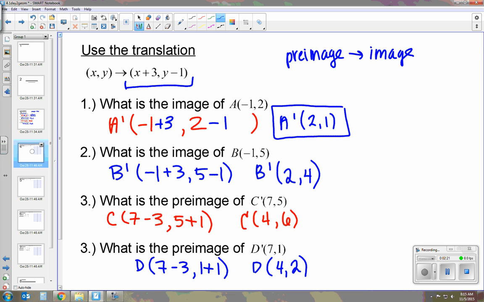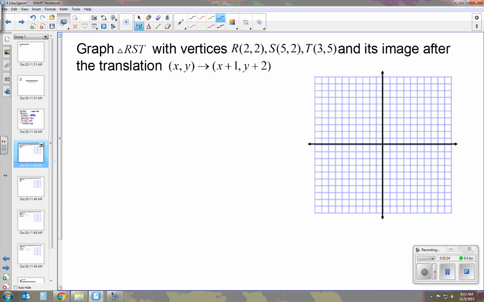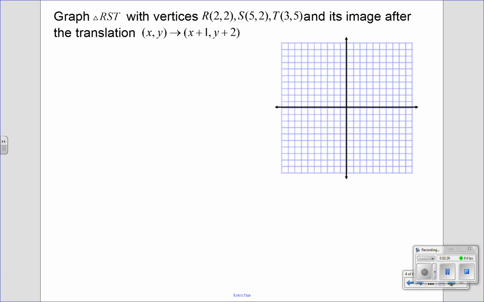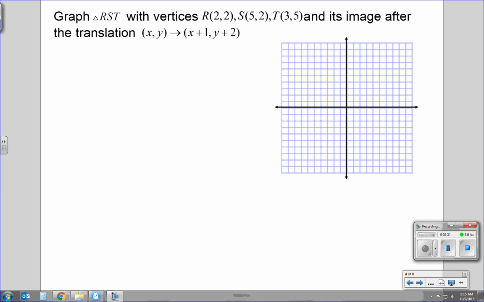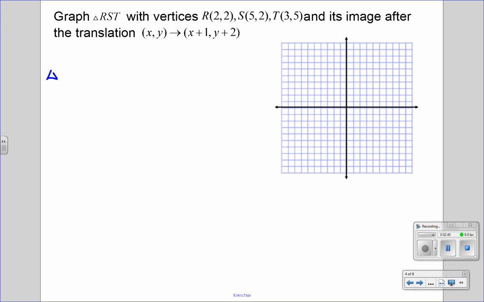All right, so now we're going to apply this to graphing. It says graph triangle RST with vertices 2, 2, 5, 2, and 3, 5, and its image after the translation of x plus 1 and y plus 2. So what we're going to do is we're going to write down the original triangle, which is RST. So we have R, 2, 2, S, 5, 2, and T, 3, 5. And we're going to apply this rule to our image.